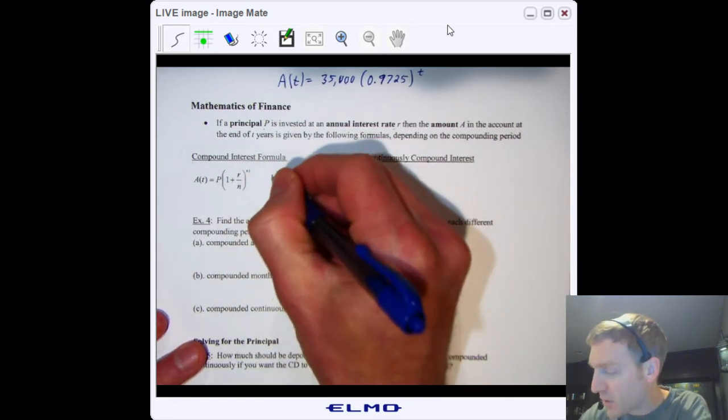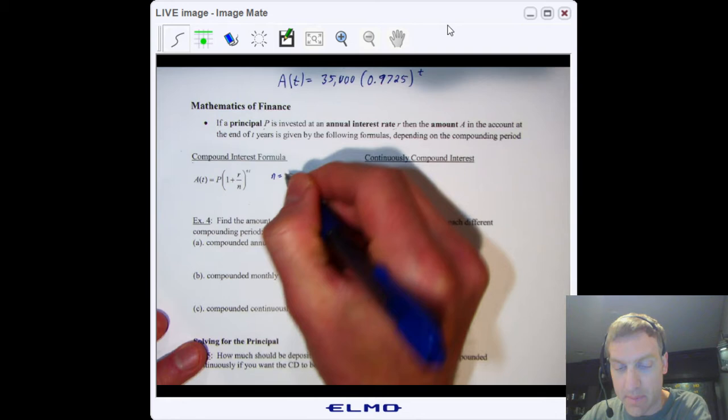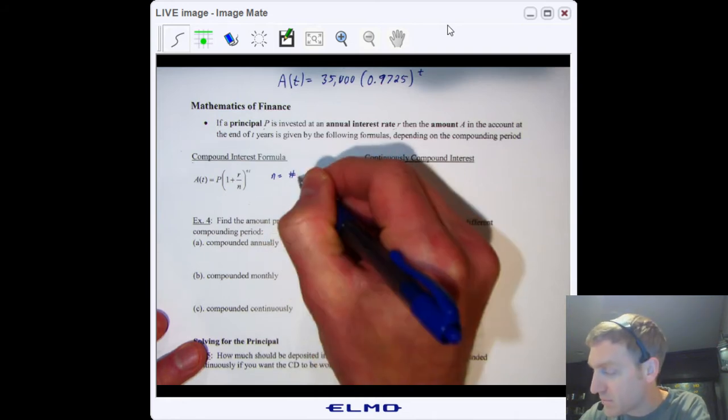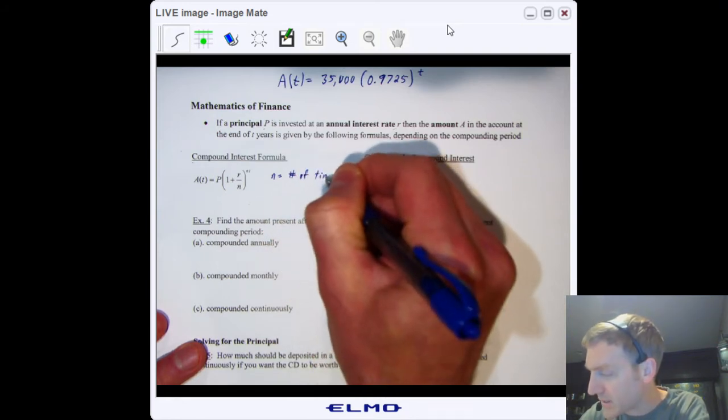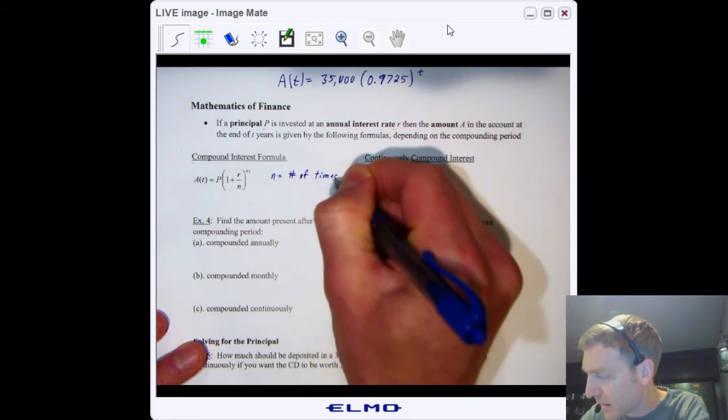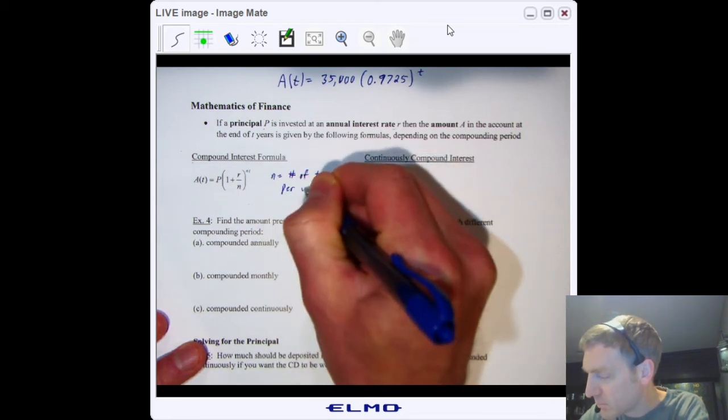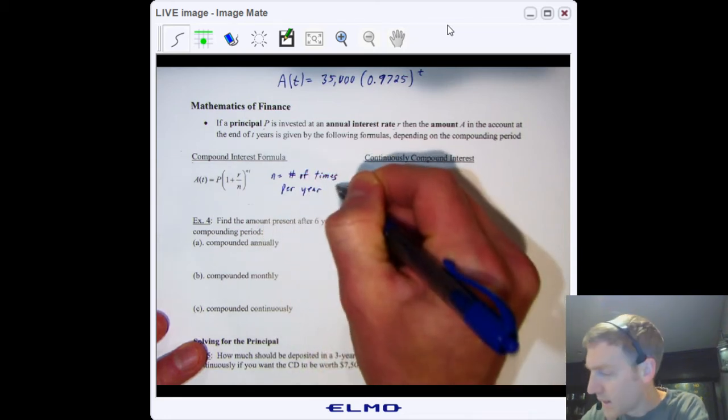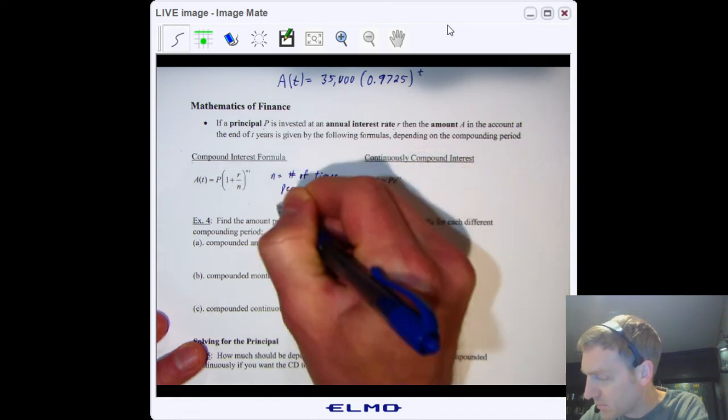So in this problem, the n in the formula is the number of times per year that interest is compounded.